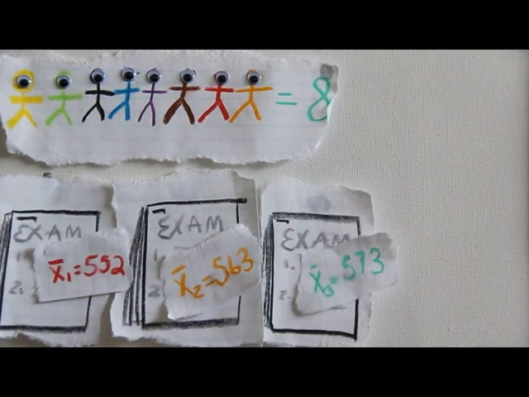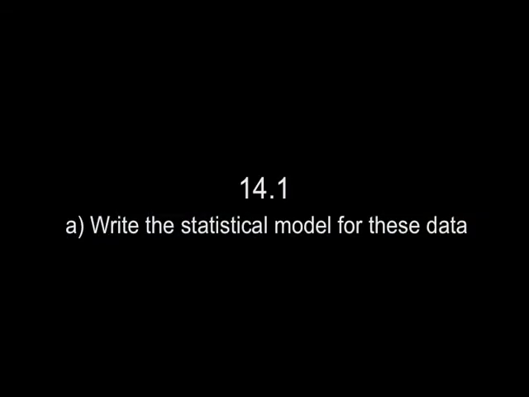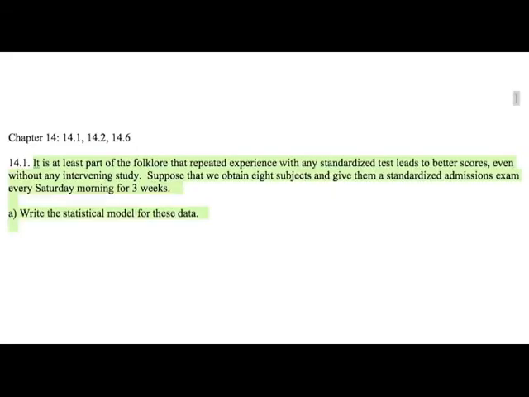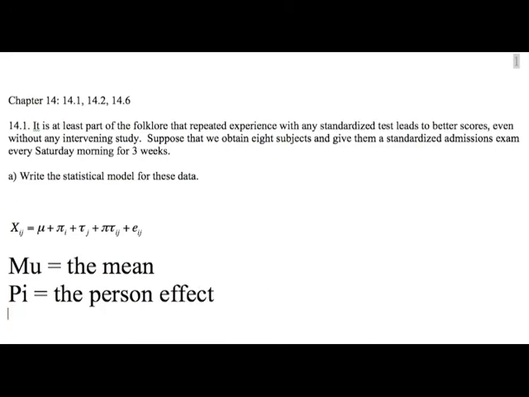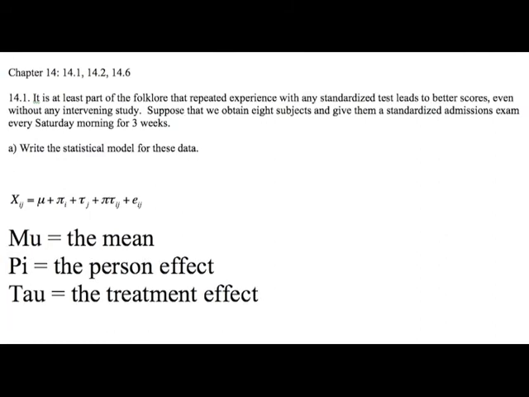Okay, so part A of 14.1 asks to write the statistical model for these data. So we're looking for a model that means that data point, that person at that level of treatment at that particular test. So x_ij, the person at that level of test, equals mu, which is the mean, plus pi, which is the person effect, plus tau, which is the treatment effect.